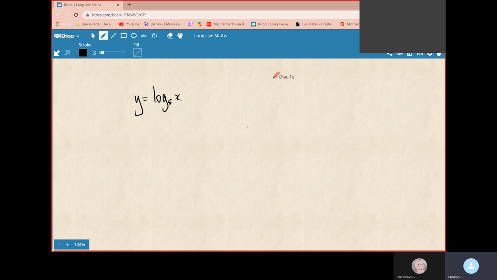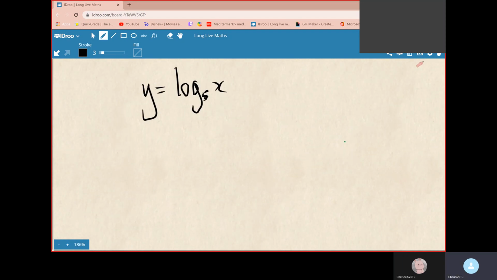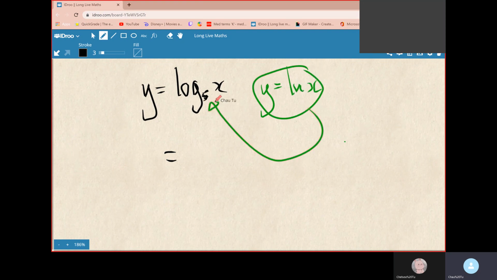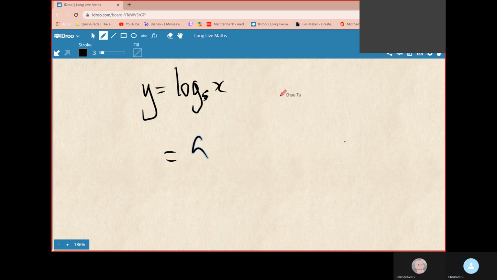Okay, so how do you differentiate it? Find dy by dx. You see, this thing here, y equals natural log of x, is actually easy to differentiate in comparison to base 5. So what do you do? Exponentiate with base 5.